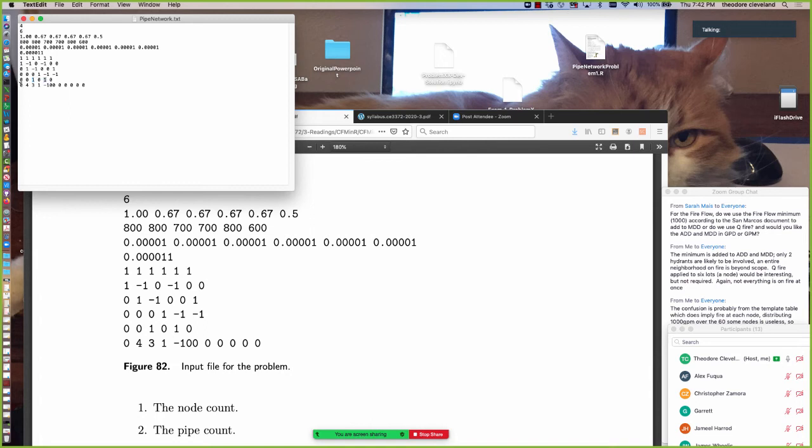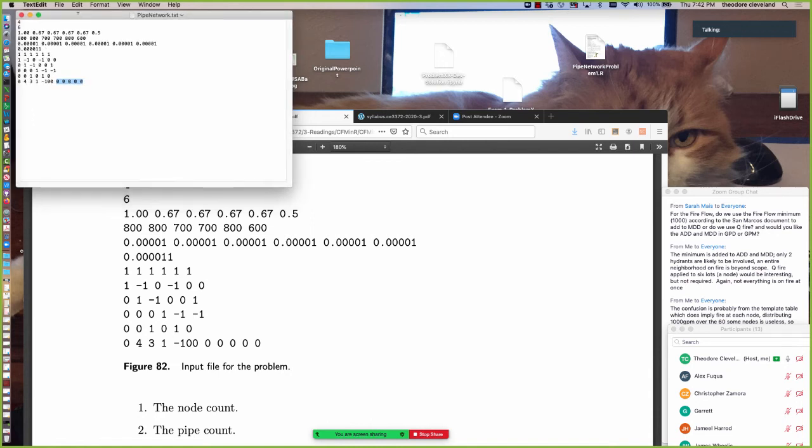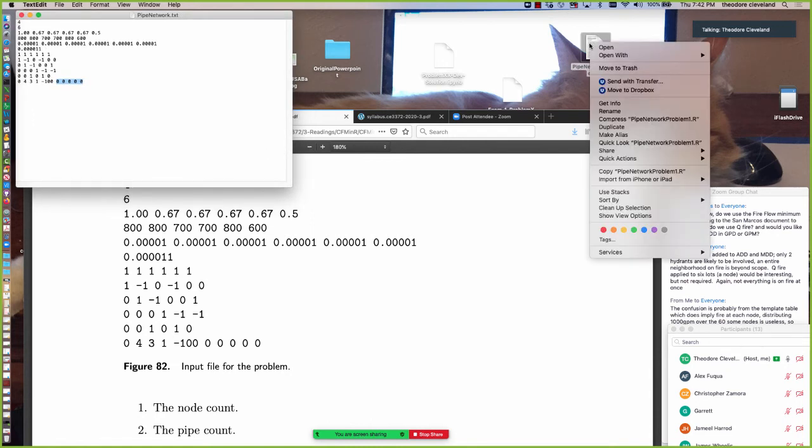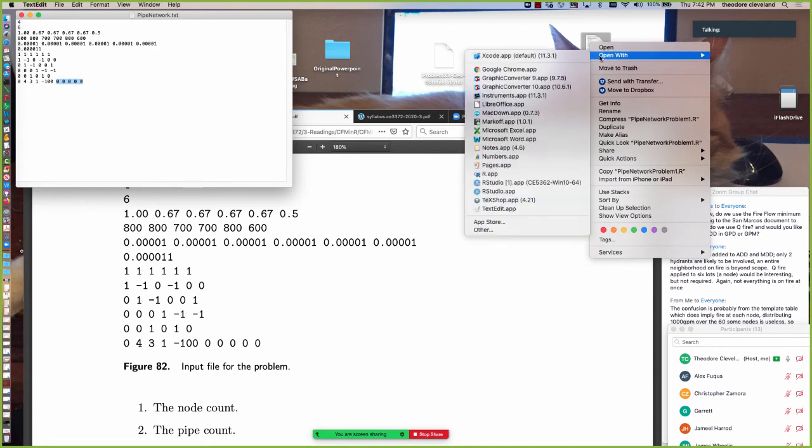And then we have the right-hand side. The first 4 represent the demands at nodes 1, 2, 3, and 4 respectively. This minus 100 represents the head at the fixed grade node, and then the rest of them are zeros because there's no further information. That is our pipe network. And here is the simulator.